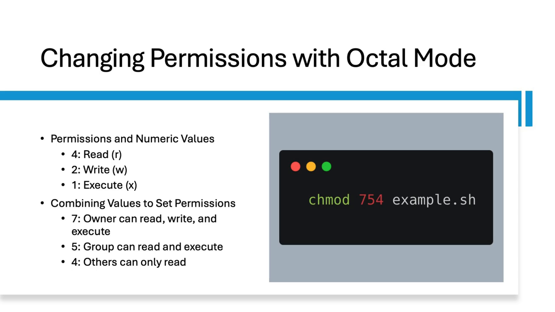Permissions can be set using numeric values: 4 for read, 2 for write, and 1 for execute. Combining these values sets permissions such as 7 for owner, 5 for group, and 4 for others.